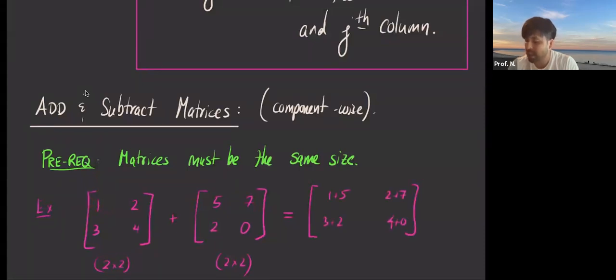This is almost what's expected, right? You would expect something like this. It seems to flow. Makes sense. So this is 6. This is 9. This is 5. This is 4. So my new matrix is also 2 by 2.